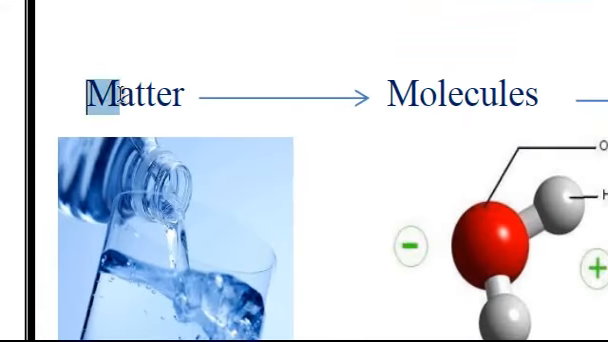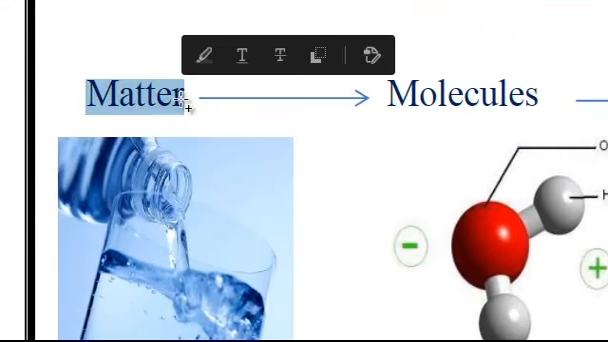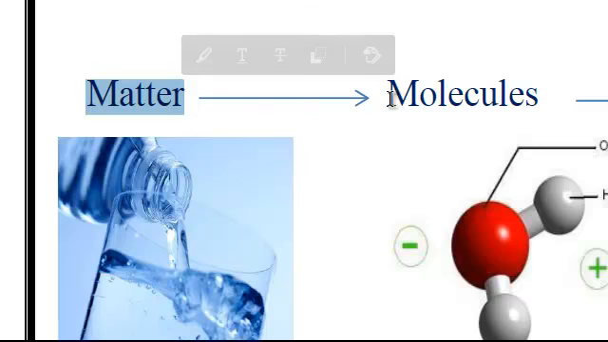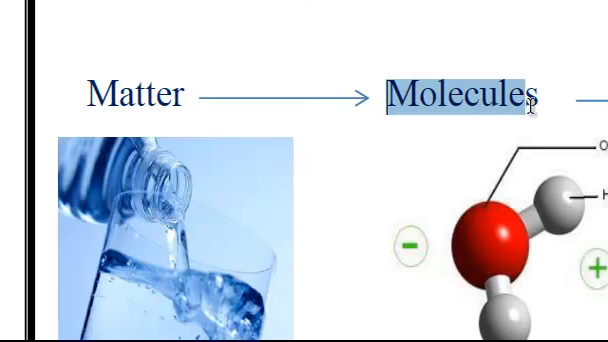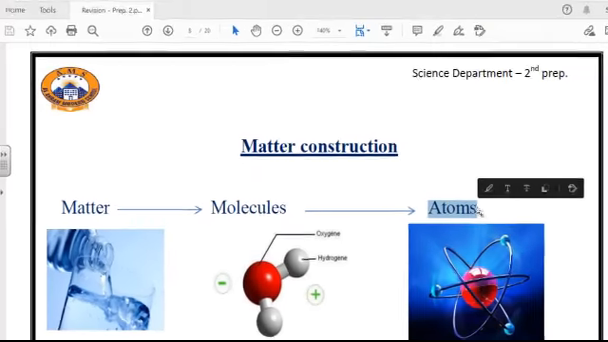Firstly, let's start with matter. Matter may be solid or liquid or gas. Solid like pen or pencil, liquid like water or milk or oil, gas like oxygen or carbon dioxide. Any one of them consists of small particles called molecules, and the molecules consist of smaller ones called atoms.